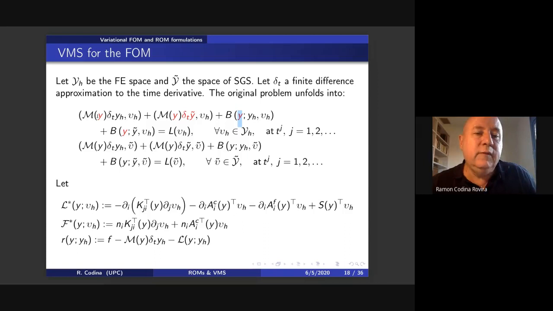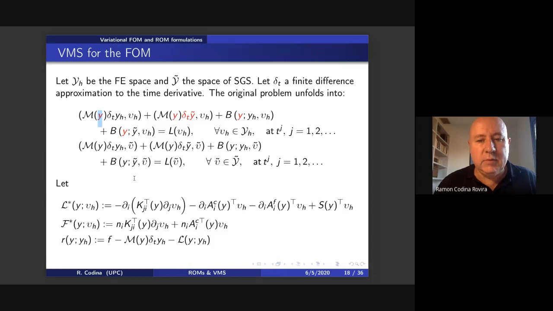So all nonlinearities have to be kept as they are, or maybe you may approximate y in the nonlinear term simply by u_h. That's a possibility. But you could also replace y by u_h plus u tilde, and that's what we call nonlinear tracking of the subgrid scales. In flow problems, we have found that this is not particularly relevant. Both options are equally valid. That's what our experience says.